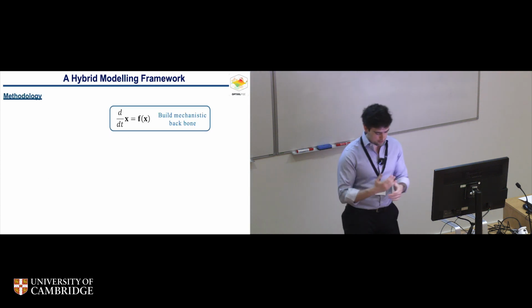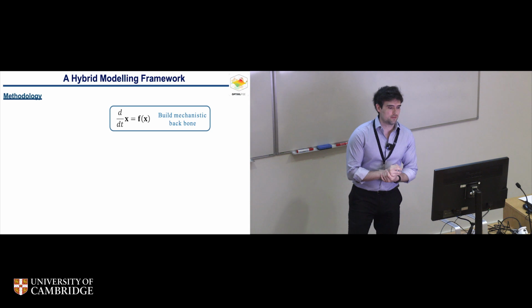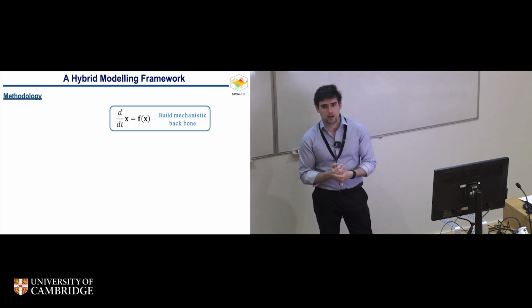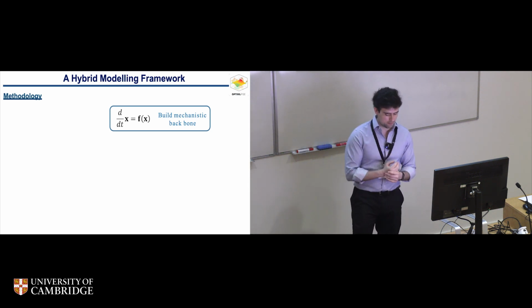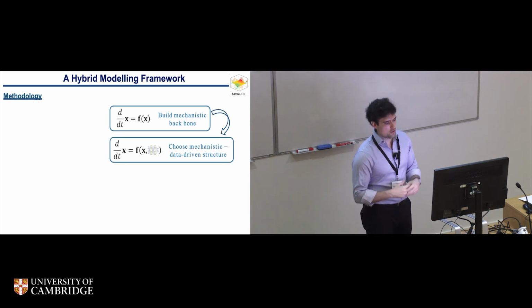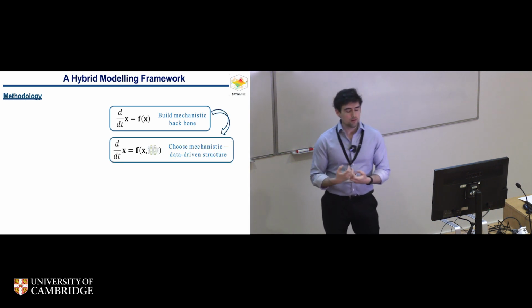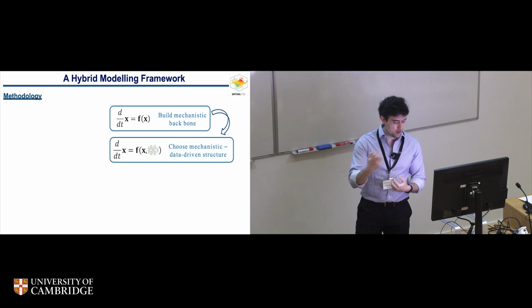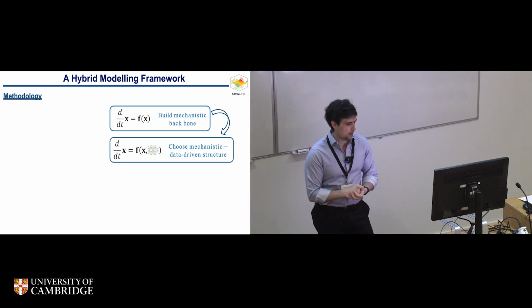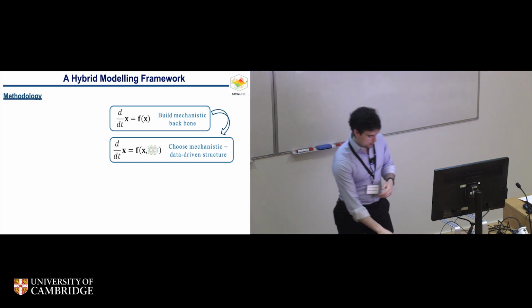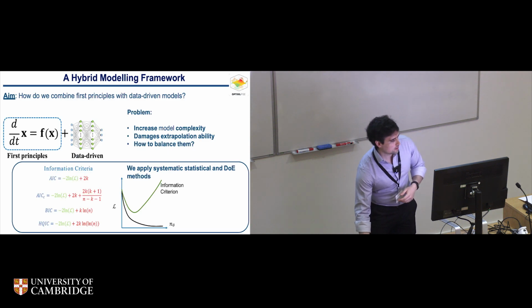OK, so again, how does this work? Well, initially you want to define your mechanistic backbone, right? That's always what you want to do when you're dealing with first principle models. Then you want to choose what parts of my model I want to change and put in a data-driven approach.